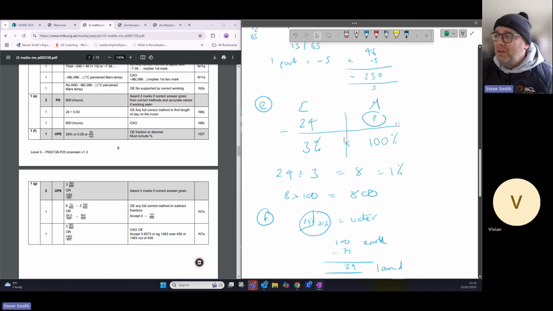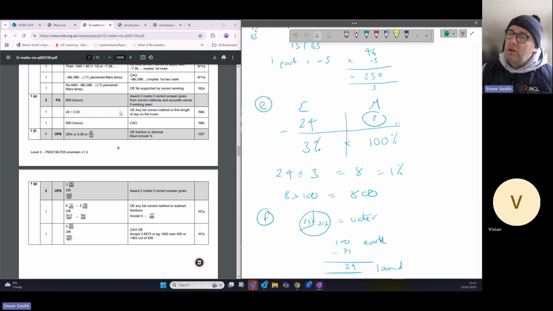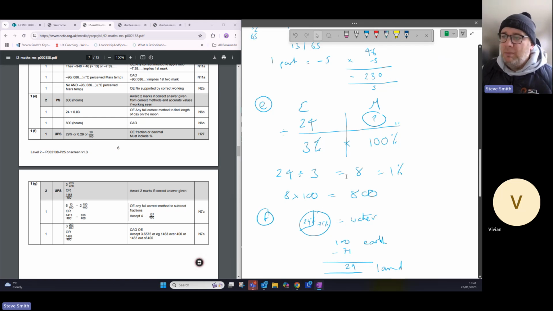Again, some people might not even need to put any of that working out. They can just instantly think, right, 24 divided by 3 is 8, times by 100. But because it's a 2-pointer, it's important that you write something in there because you want both marks. And if you've done it somehow, you've done it somehow. So that's all I would do: 24 divided by 3 times by 100, and done.